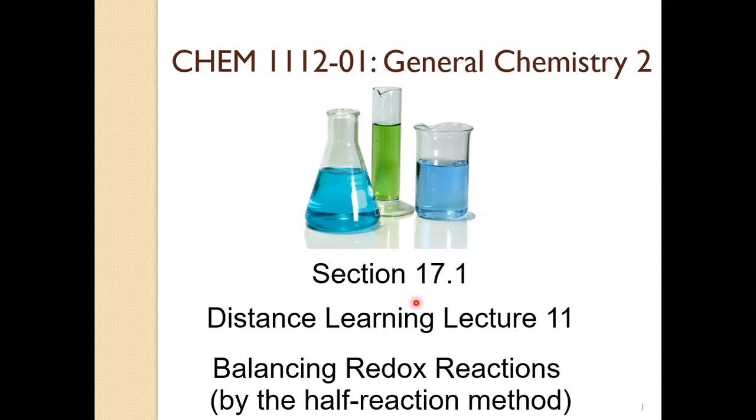In the previous lesson, we looked at one simple way of balancing redox reactions, but it only works for simple reactions. Today, we're going to look at one systematic method to balance a little bit more complicated, more interesting redox reactions, the so-called half reaction method.